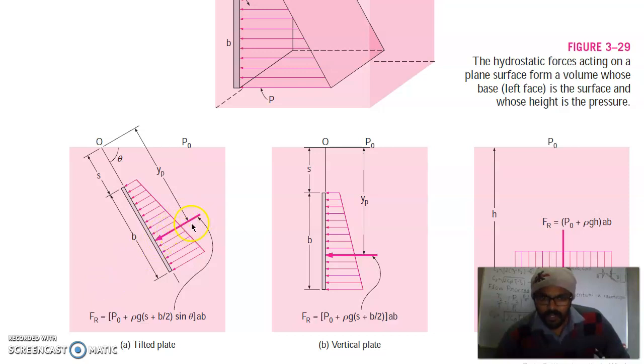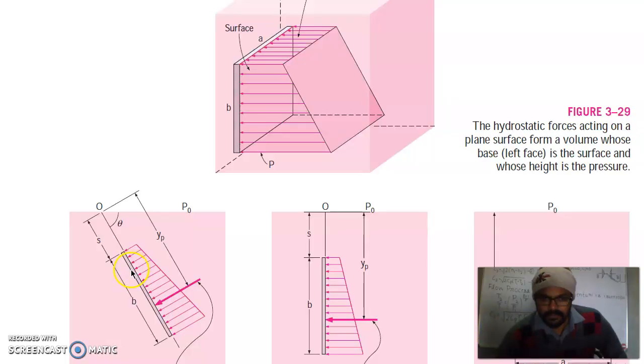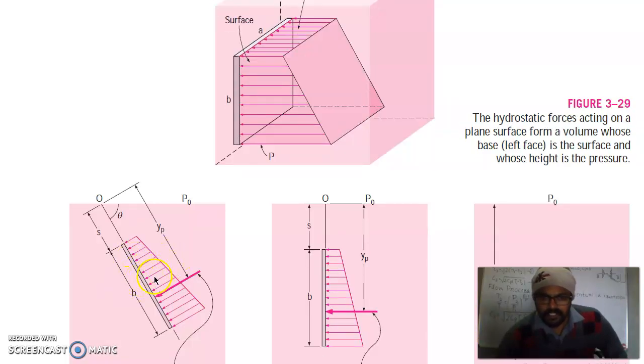Now we have to find what this force is. The resultant hydrostatic force on the upper surface is equal to the average pressure, which is the pressure at the midpoint of the surface, times the surface area A of the tilted rectangular plate. So Fr, the resultant force, is equal to Pc times area. Now Pc, the pressure at the centroid, is given by P0 plus rho g times (s plus b/2) times sine theta, times area, which is ab, the area of the plate. For the centroid, you know this distance is s plus b/2, and the area of the plate is a times b.